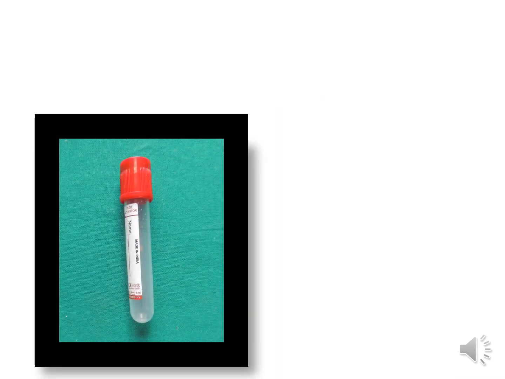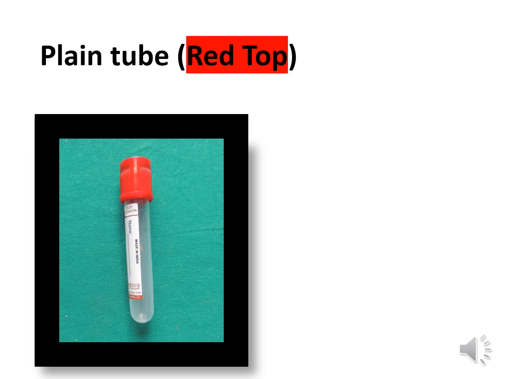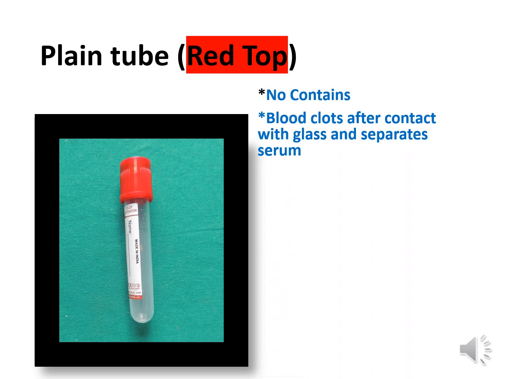Next is red cap or red top tube, which is plain tube. Plain means it has no contents, it is empty. So if you collect the blood in that, there is no anticoagulant, the blood clots, and what you get is a clot and the serum.